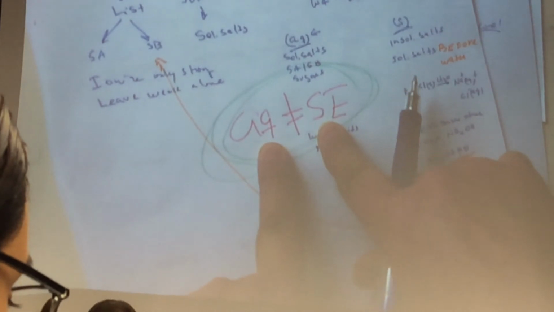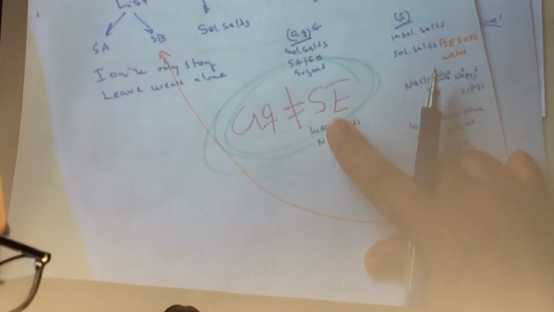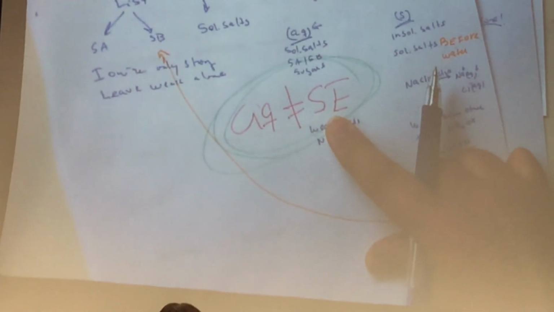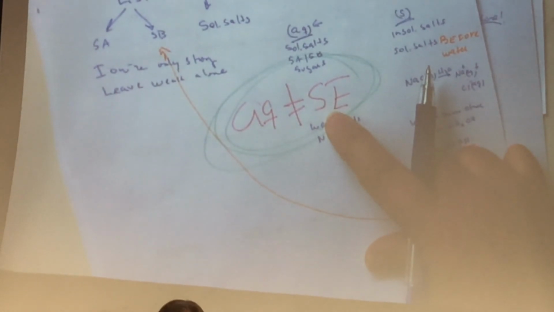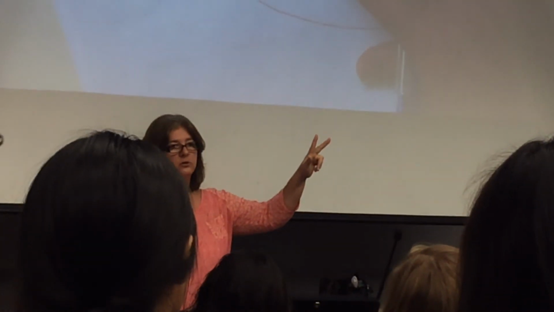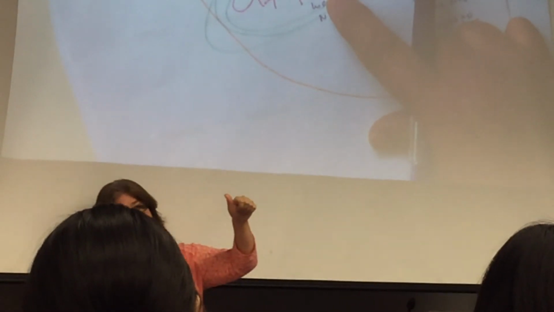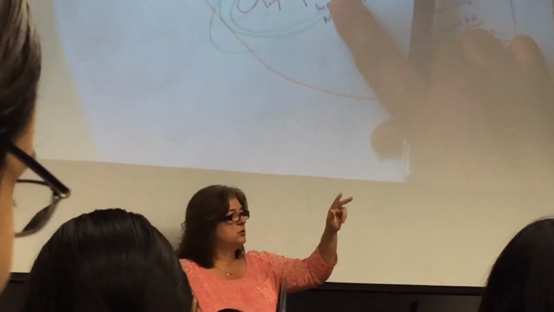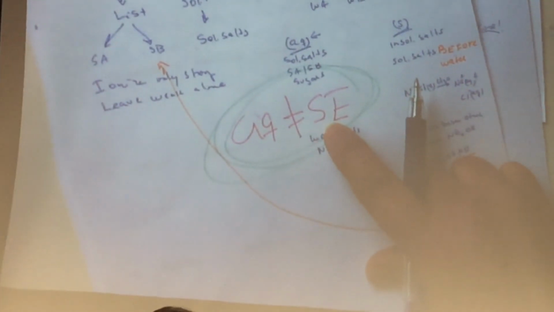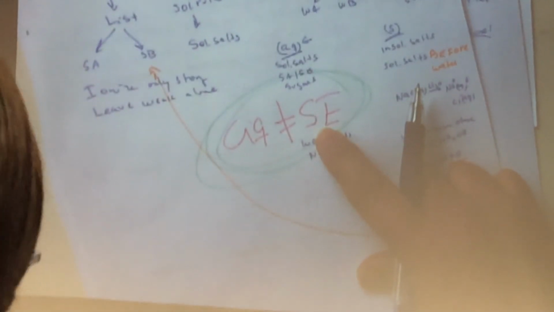Because what? AQ doesn't mean strong electrolyte, it just means soluble in water. I will always know when something is a strong electrolyte because I memorized a list. Strong acids, strong bases, soluble salts. Those 3 things are strong electrolytes. Weak acids, weak bases, insoluble salts, water, and gases are all weak electrolytes.